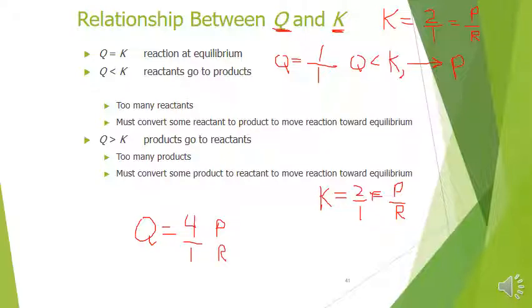You can see there's too much product here. The equilibrium wants to have 2 to 1, so the reaction is going to start to make more reactant. So it's going to push towards reactant. So if Q is greater than K, it'll make more reactant.